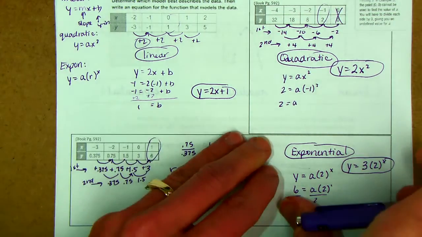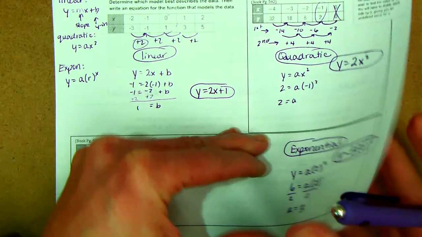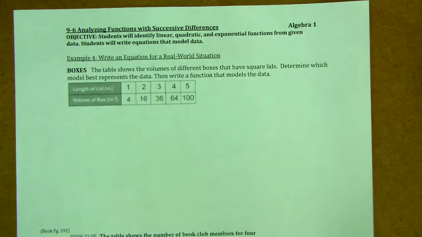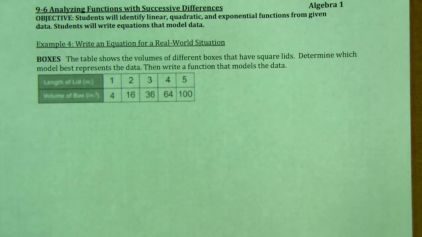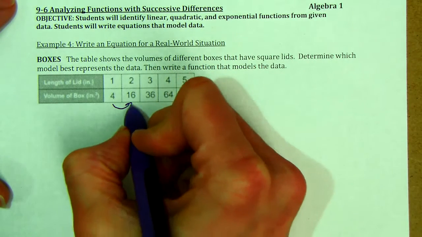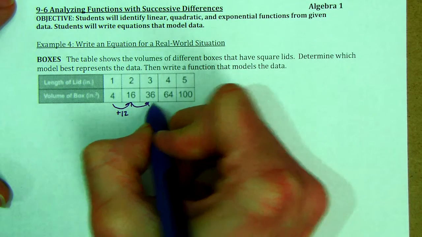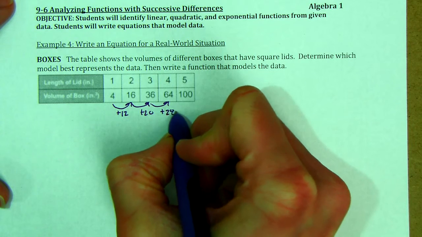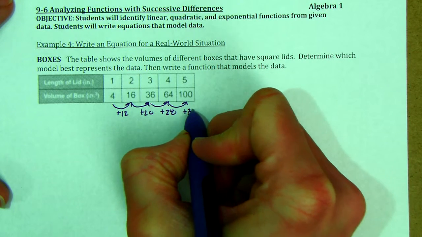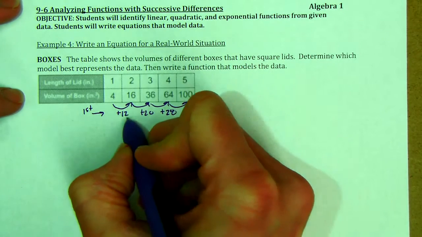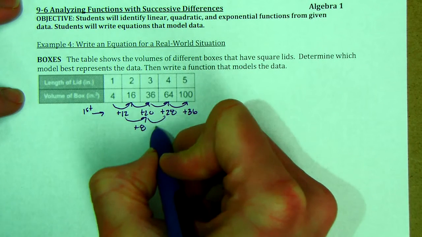All right, just doing some real world stuff here. Okay, writing the equation for the real world situation doesn't tell us what it is. So we obviously have to figure out linear, quadratic, or exponential. So right here, looks like it's plus 12, and then it's plus 20, and then it's plus 28, and then it's plus 36. So first difference is not the same, it's not linear. So let's check second difference. Plus 8, plus 8, plus 8. Oh, there we go, second, so it's a quadratic.